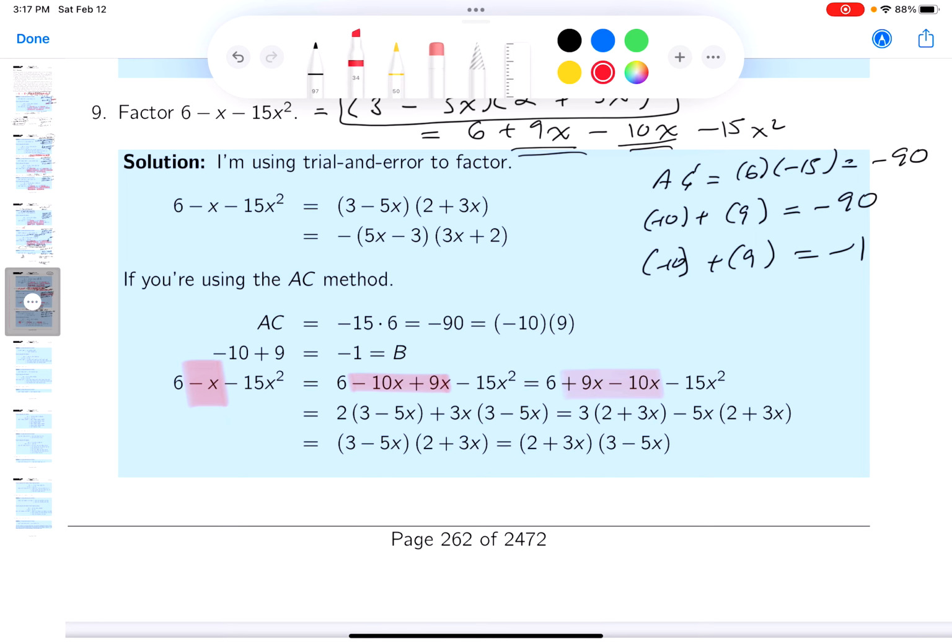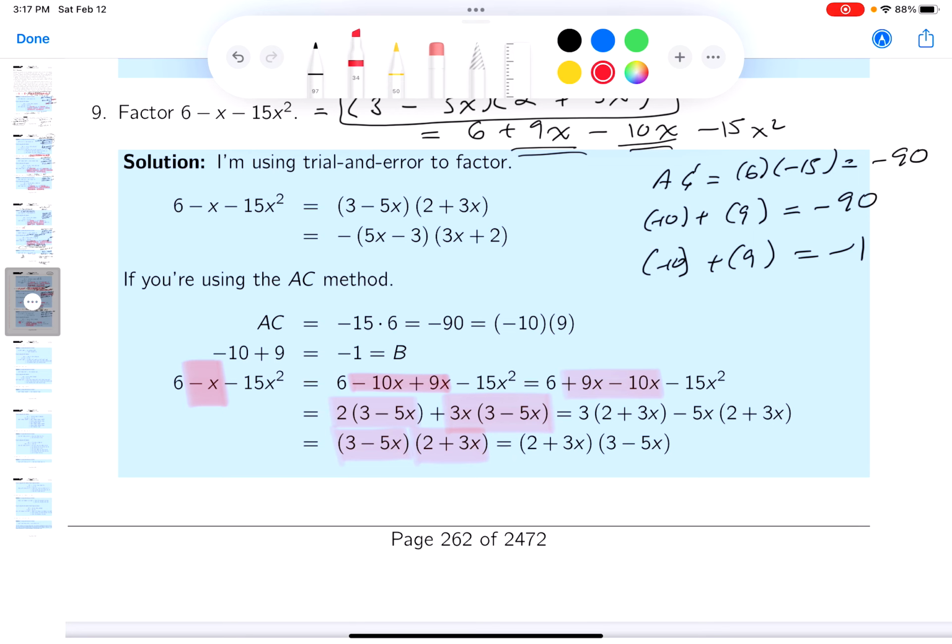In the first two terms, it would be 2 times 3 minus 5x. In the last 2 terms, it would be 3x times, and what would you get over there? 3 minus 5x. What's common between those 2 terms? 3 minus 5x. What remains? 2 plus 3x.